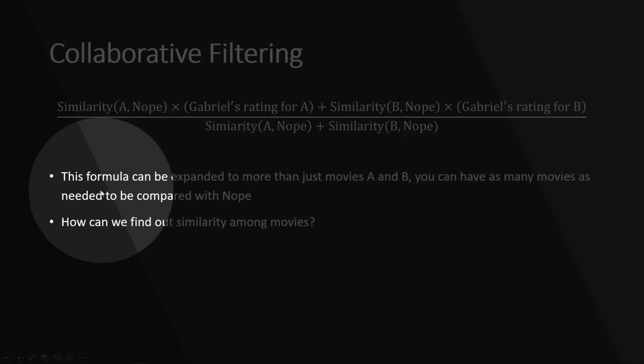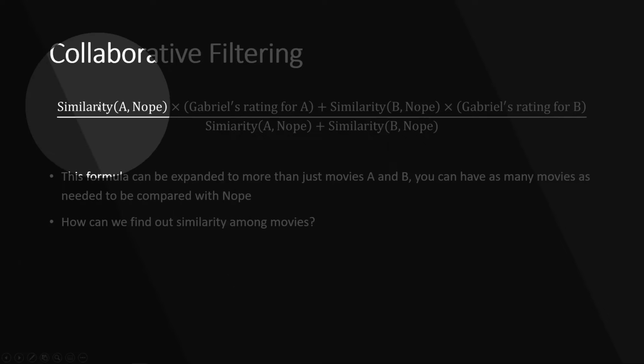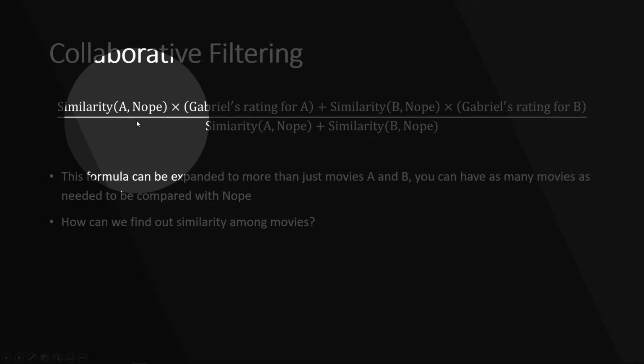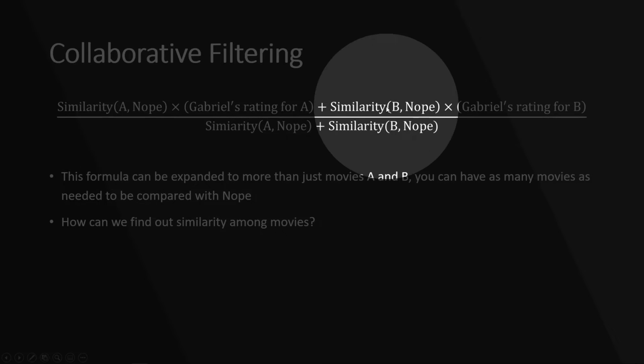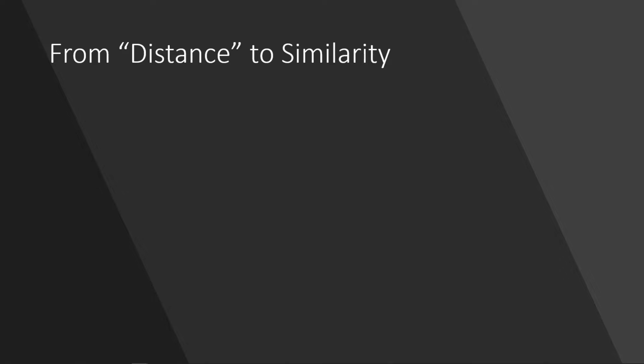Now the question is, how can we find out the similarities among movies? How to figure out the similarity, let's say, between movie A and Nope, and the similarity between movie B and Nope. For this, we're going to use the rating information from the other people. So next, let me explain how we calculate the similarities. To calculate similarity, we're going to introduce the concept of distance.